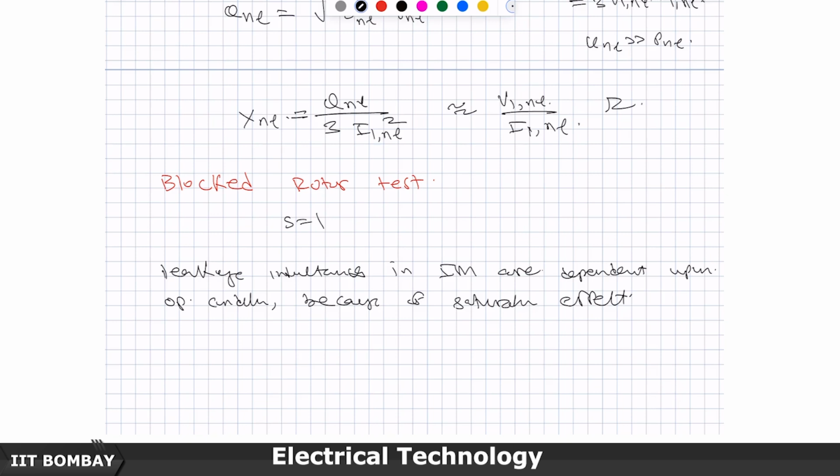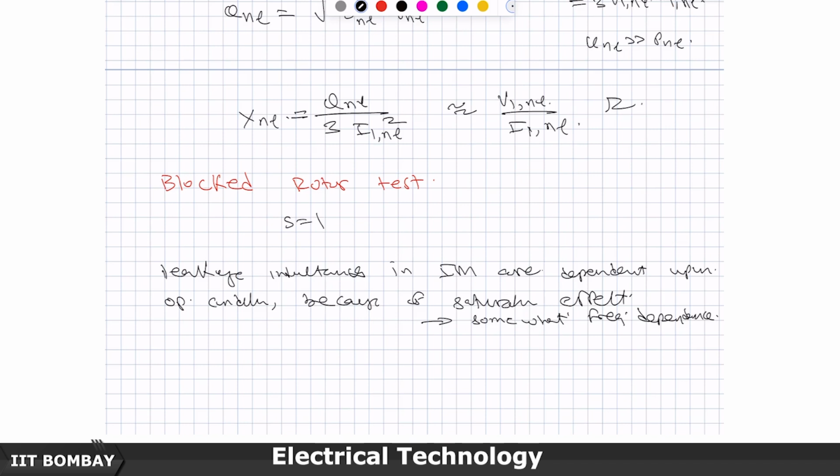Why do I make that statement? Because of the saturation effect. Why do I make this statement? Because the saturation effect is also somewhat frequency dependent, because the flux patterns will change according to the frequency. So, it is better to create a frequency in the rotor side currents which is similar to what will be there in operation.